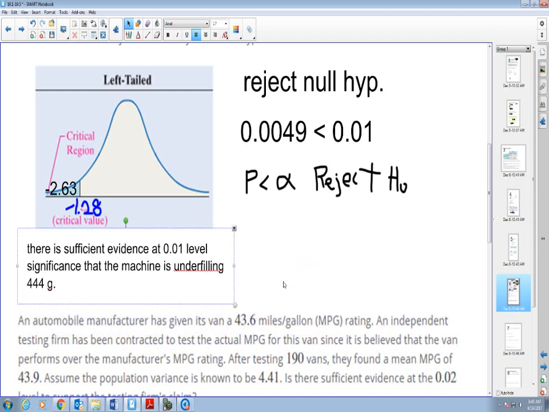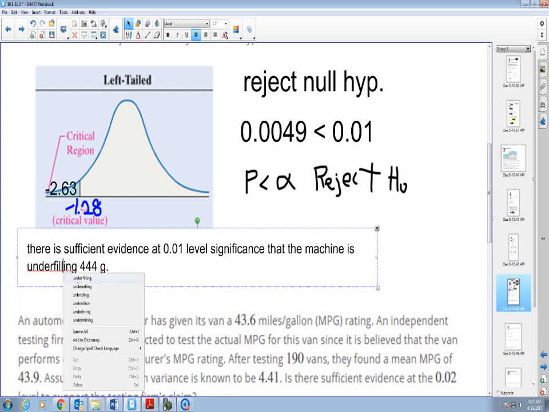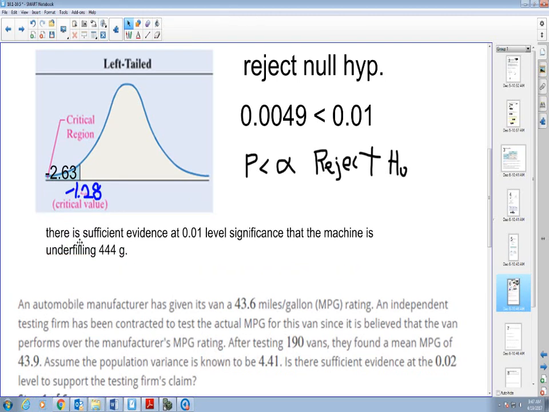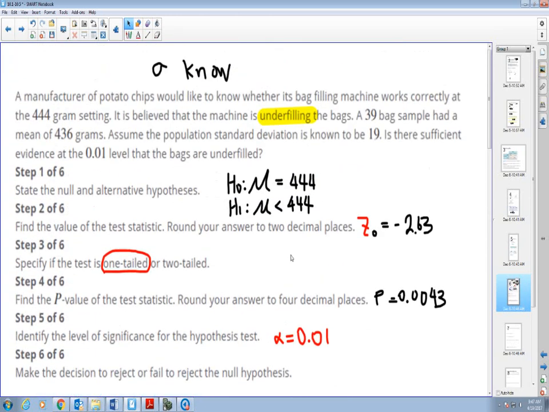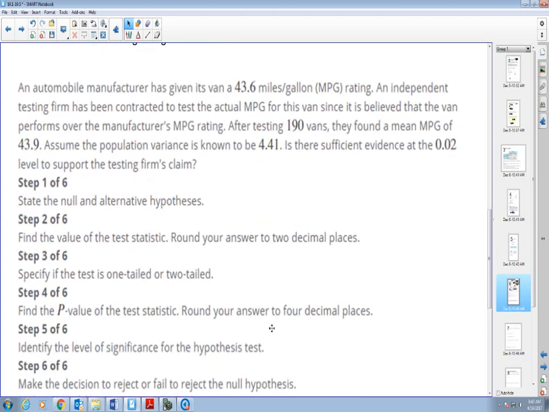Okay, so that's what's going on. So if we reject, what is our sufficient evidence? Our sufficient evidence is the sample we took, 39 bags, mean is 436 grams. All right, let's try another one. Again, 6 different steps.